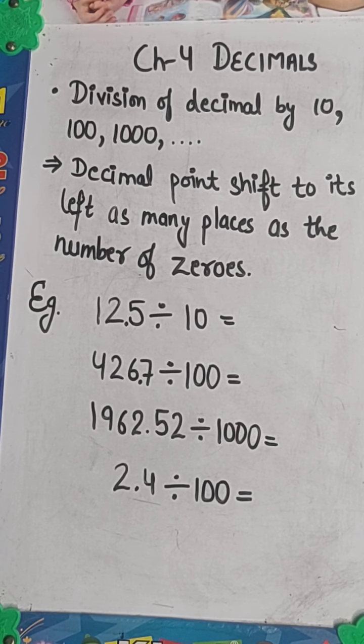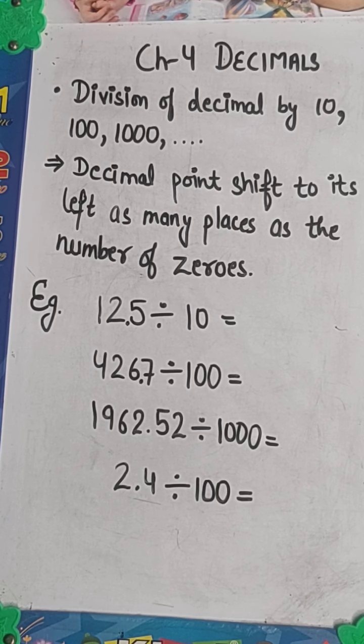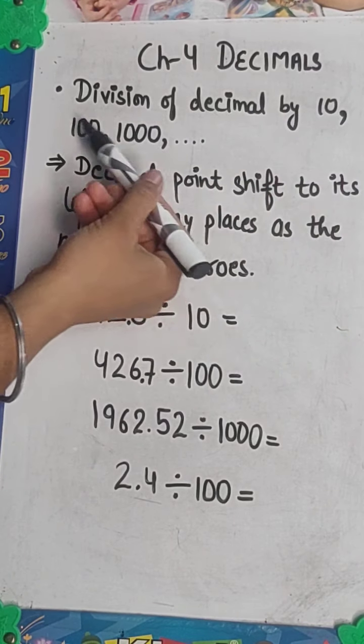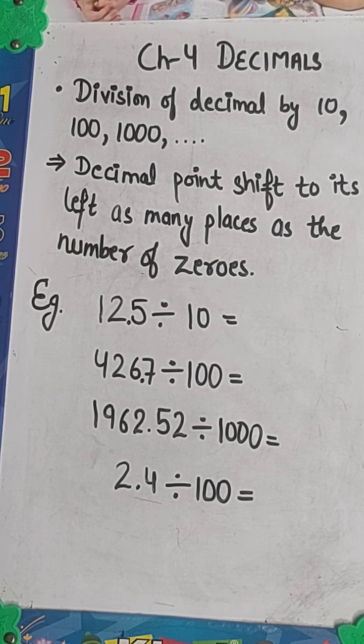Today we will discuss the division of decimal by 10, 100 and 1000. In our last video we discussed the multiplication of decimals. In this video we will discuss the division of decimal. Now come to the first type of division, that is how we will divide the decimal number by 10, 100, 1000 and so on. Means how can we divide the decimal number by powers of 10.